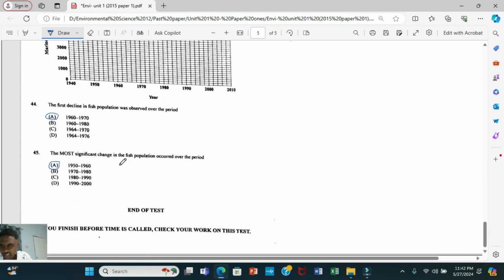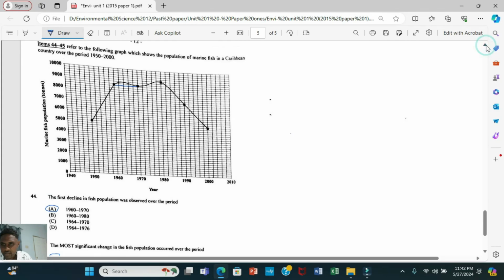45, the most significant change in the fish population occurred over the period of, and the answer is 1950 to 1960, which is this big increase.